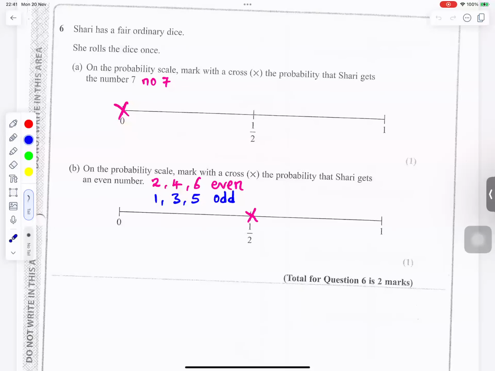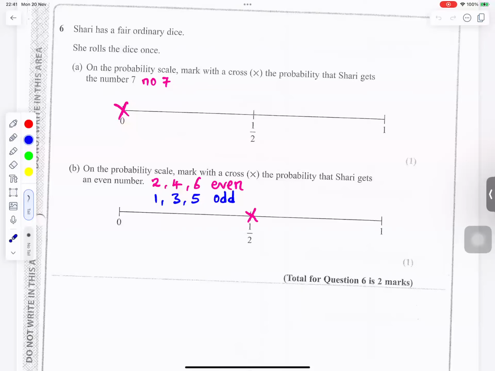Number 6, Sherry has a fair ordinary dice. She rolls the dice once. On the probability scale marked with a cross, the probability that Sherry gets a number 7. There is no 7 on an ordinary dice, so the probability is 0. You cannot get something which is not there.